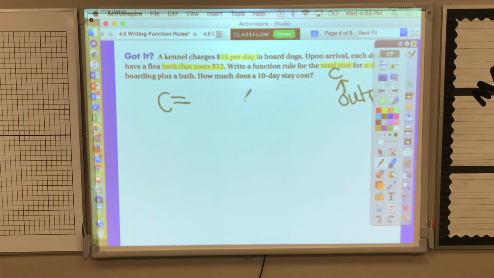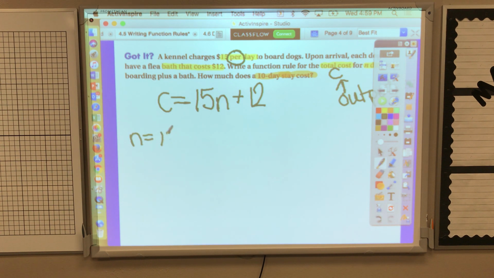So no matter what, in order to take that dog to the kennel, it has to get a bath, and then they charge $15 per day. So that 15 is our coefficient. So we have 15n plus that original bath amount of $12. Right, now this problem asked me to do one thing more. It asked me to figure out how much it's going to cost for a 10-day stay. Okay, so what they're really asking me to do is sub in 10 for n.